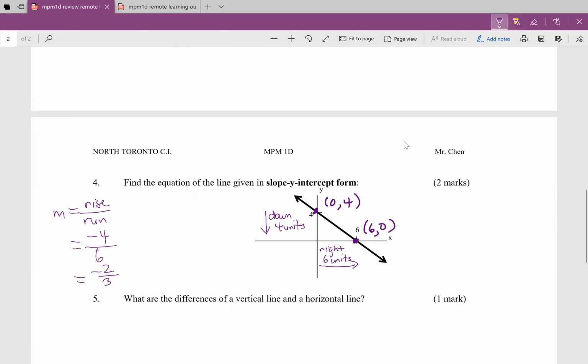Now we just have to put it all together. What is the y-intercept? I already said it. The y-intercept is 4, (0, 4). So y equals mx plus b. Really easy. y equals negative 2/3 x plus 4. We didn't really have to do any equation. We just had to do some problem solving.